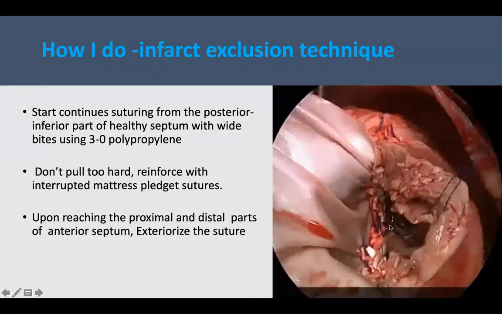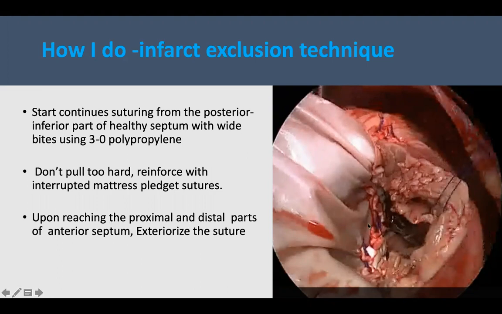Then we fix it. We start the continuous sutures from the posterior inferior part of the healthy septum with wide bites. So we start very deep. We go deep and start a continuous suture. Don't pull too hard because it is muscle and it may cut through. I reinforce these sutures with pledgeted sutures. I put a first continuous, then, if you can see, these are pledgeted sutures. I reinforce with these pledgeted sutures.